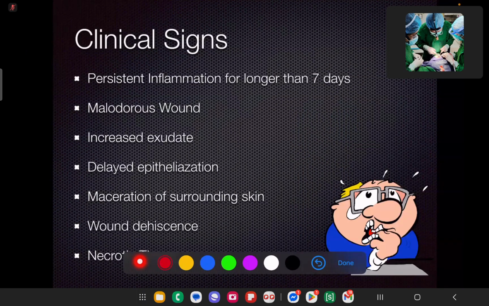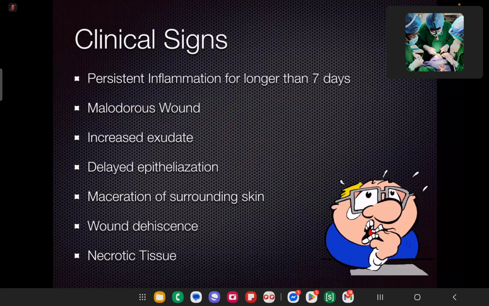Now, what are the clinical signs of a compromised wound? Number one, there would be persistent inflammation for longer than 7 days. That means there's no reason already why it would swell or inflame, but basically it's because the wound is not healing. There would be malodorous wounds, increased exudates, delayed epithelialization, maceration of the surrounding skin, wound dehiscence, and of course, necrotic tissues.